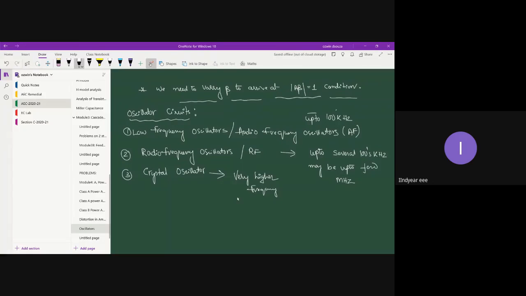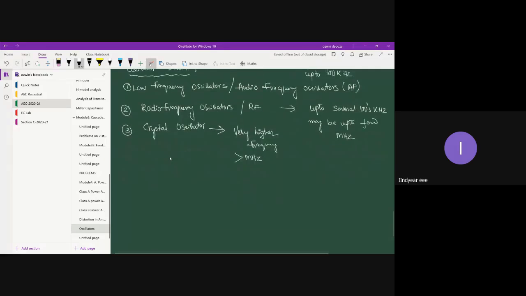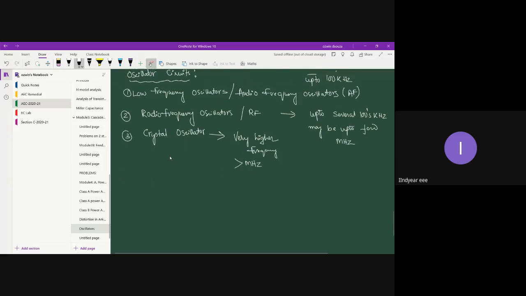The typical frequency is greater than megahertz. The starting frequency itself is in the megahertz range. On the other hand, in the case of radio frequency oscillators, the starting frequency will be in several hundreds of kilohertz. So that's how the oscillator circuits have been classified: low frequency, mid frequency, and extra high frequency.